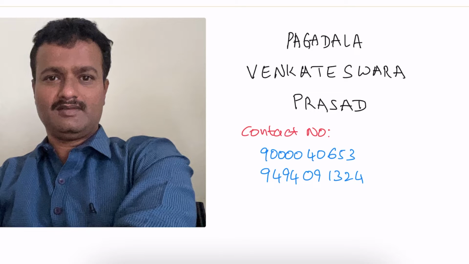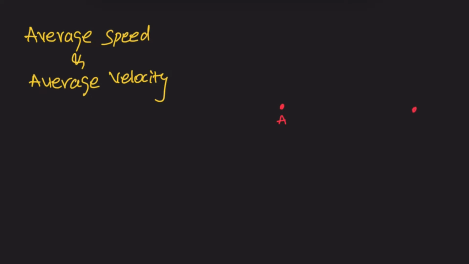Now we discuss the average speed and average velocity. There are 2 points A and B. Suppose a body is moving along this path. The length of this path is actually called the distance. The time taken to reach the point B is delta t.